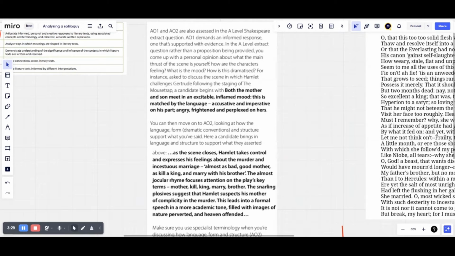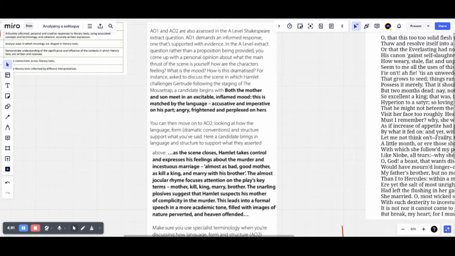For instance, asked to discuss the scene in which Hamlet challenges Gertrude following the staging of the mousetrap, a candidate begins with, both the mother and son meet in an excitable, inflamed mood. This is matched by the language, accusative and imperative on his part, angry, frightened and perplexed on hers. You can then move on to AO2, looking at how the language, form, dramatic conventions and structure support what you said. Here a candidate brings in language and structure to support what they asserted above.